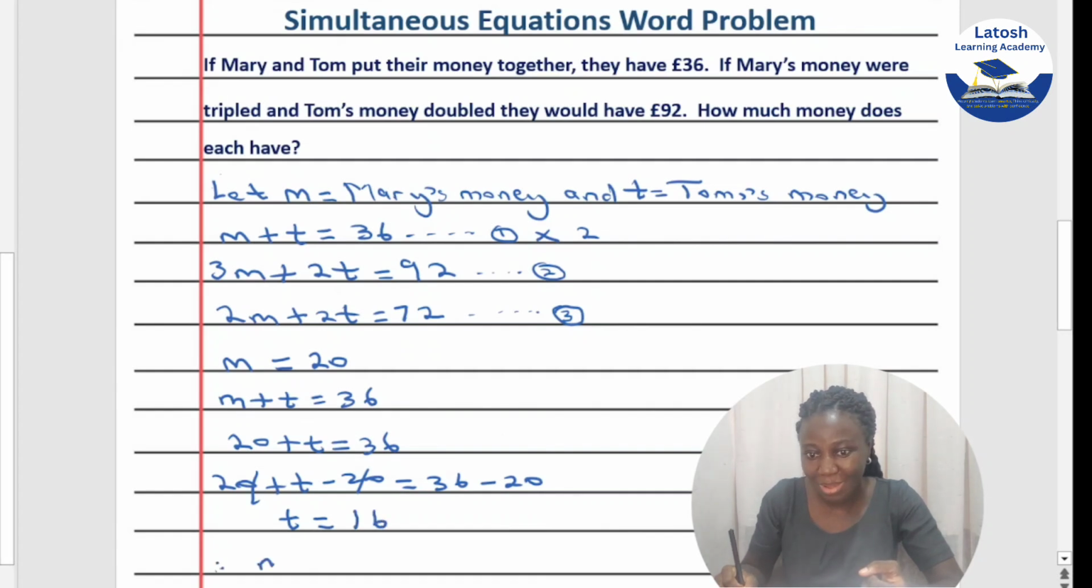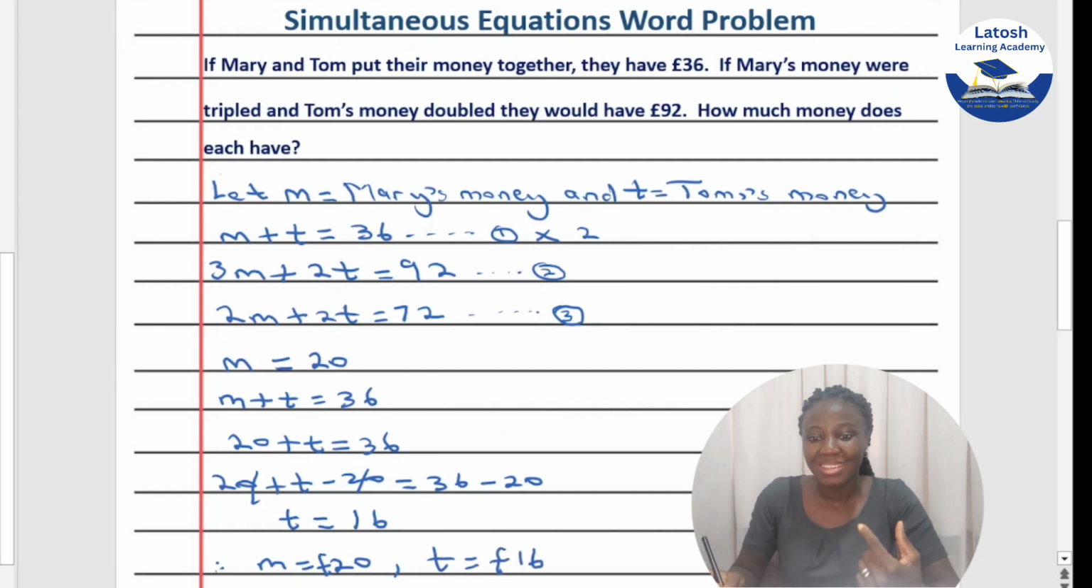Therefore M is equal to 20 pounds and T is equal to 16 pounds. Mary has 20 pounds and Tom has 16 pounds. I hope you see how simple it is.